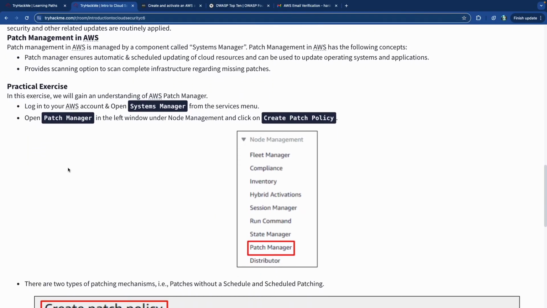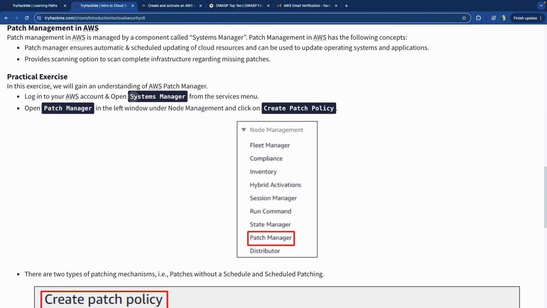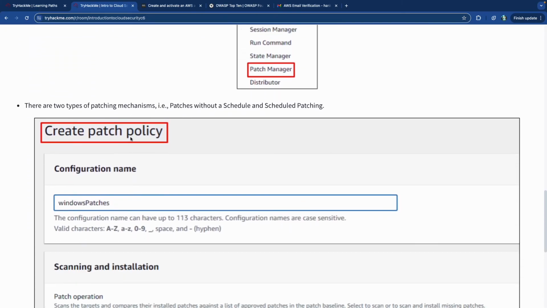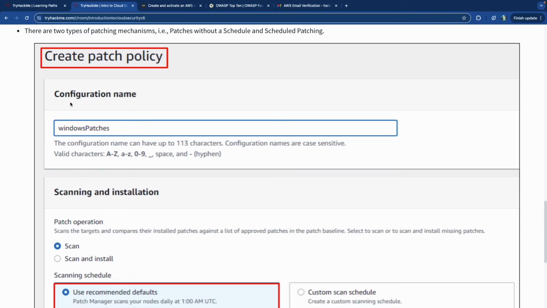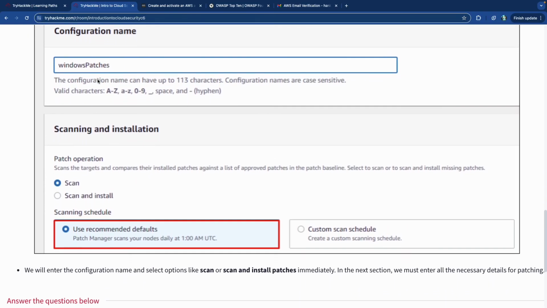And if you wanted to access that, you would go to Systems Manager in AWS, and from there you would open Patch Manager, which is going to be in your left-hand side menu, under Node Management. So you go to Systems Manager, on the left side menu you go into Node Management, and when you do the drop down, you get to go to Patch Manager, and then when you open up Patch Manager, it brings you to the Create Patch Policy wizard, and then you can have a patch without a schedule or scheduled patching.